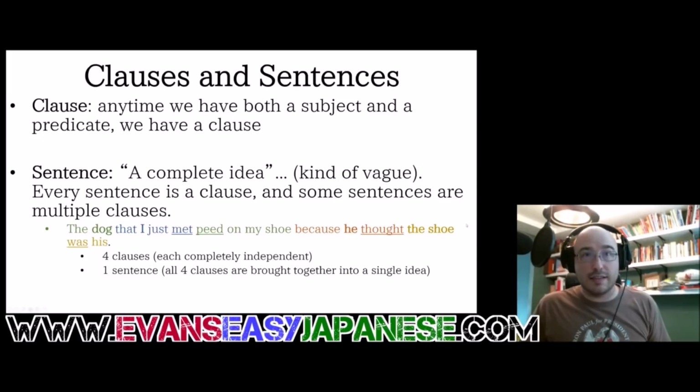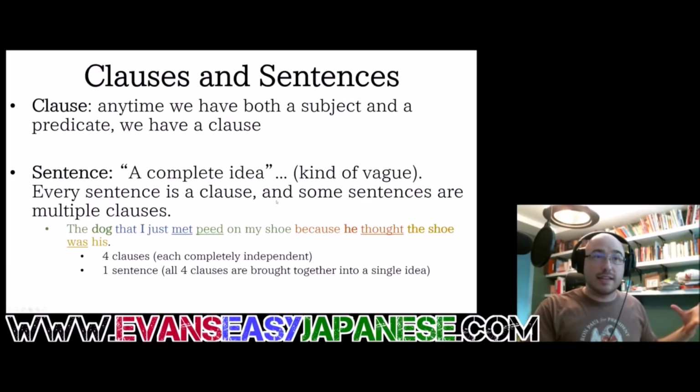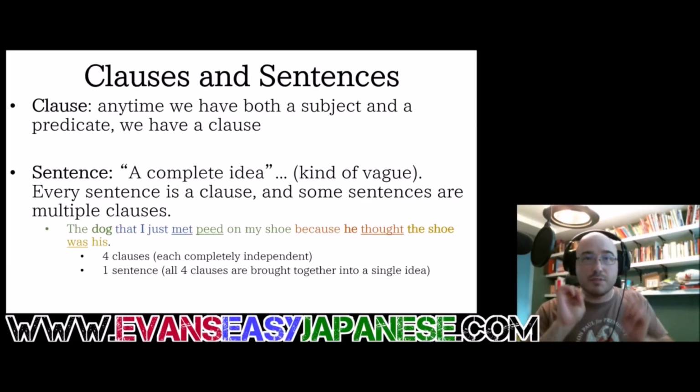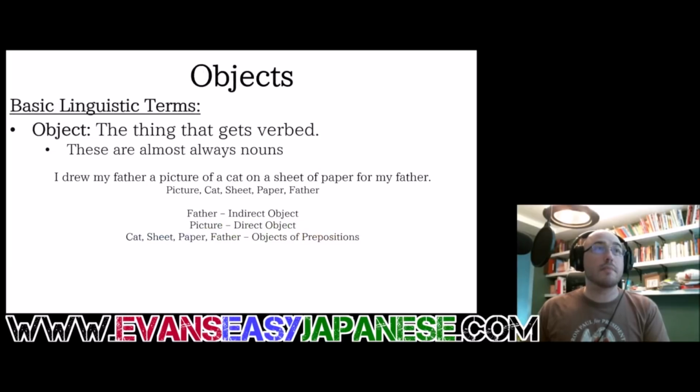Okay, so this is all one sentence. Because it's kind of a complete idea. The dog did something, and I'm giving you a reason why I think he did that. And each one of these little things is a clause. Dog peed, I met, he thought, shoe was. That's what a clause is. That's what a sentence is. That's how they're different. You can see how it's similar, but they're a little bit different because we can put a bunch of clauses into one sentence. This clause concept was not something I ever learned in grade school, unfortunately. But it's important when we start learning Japanese to identify clauses.